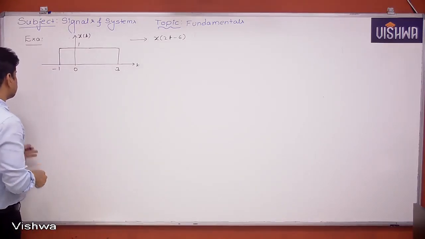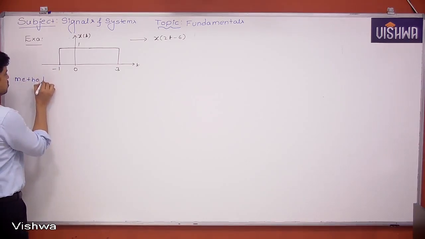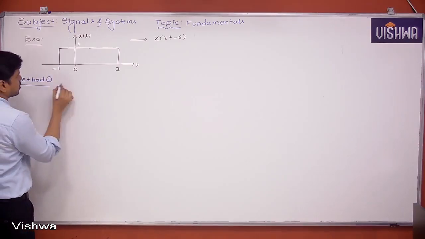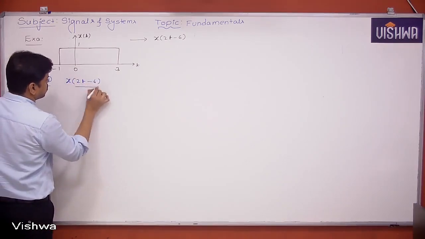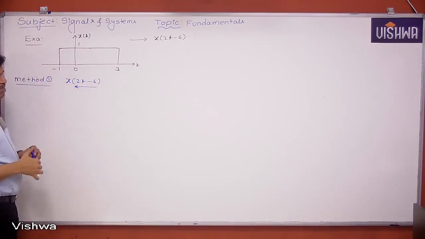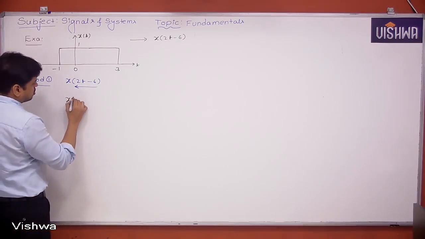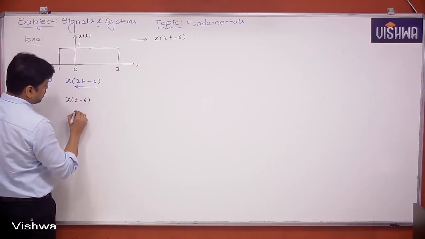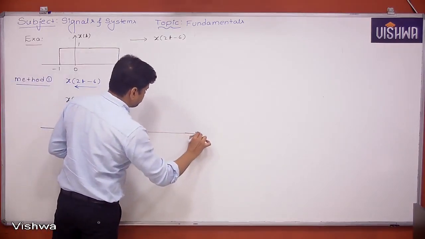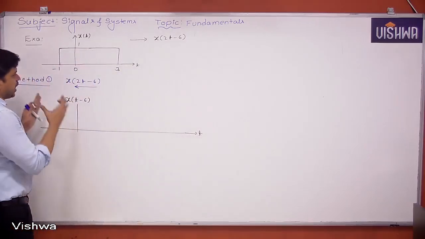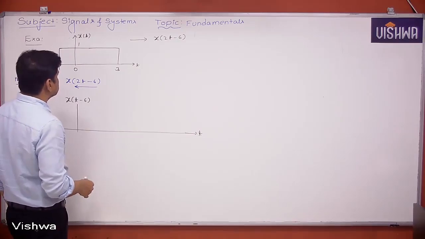So first I will go with method 1, the natural method. In method 1, to find x of 2t minus 6, we have to go in this direction. That means first we have to find the shifted version, that means x of t minus 6. So how can we calculate x of t minus 6? We have to shift the signal by 6 units. Then where will it go?